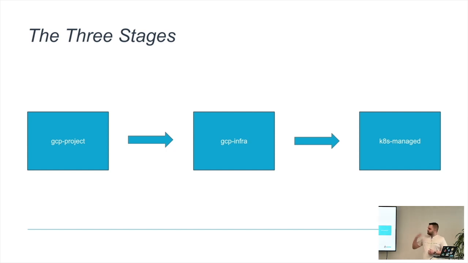And then in a second step, we create our GCP infra. This is, for example, a Kubernetes cluster and Cloud SQL databases. And then in the last step, we have K8s managed, which is basically our Kubernetes services that we deploy additionally. So we created these 3 big modules that abstract the smaller modules that we needed.